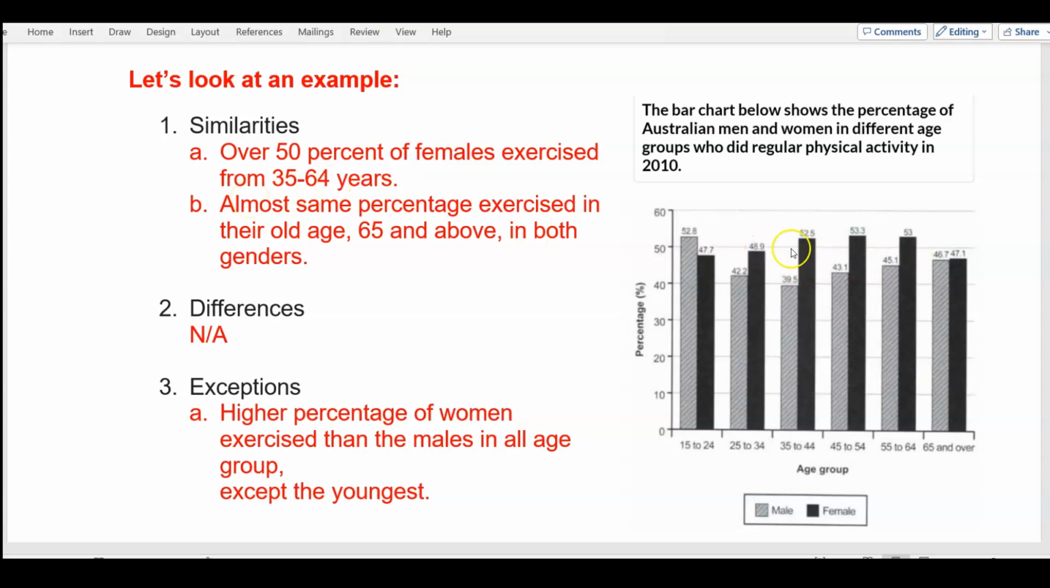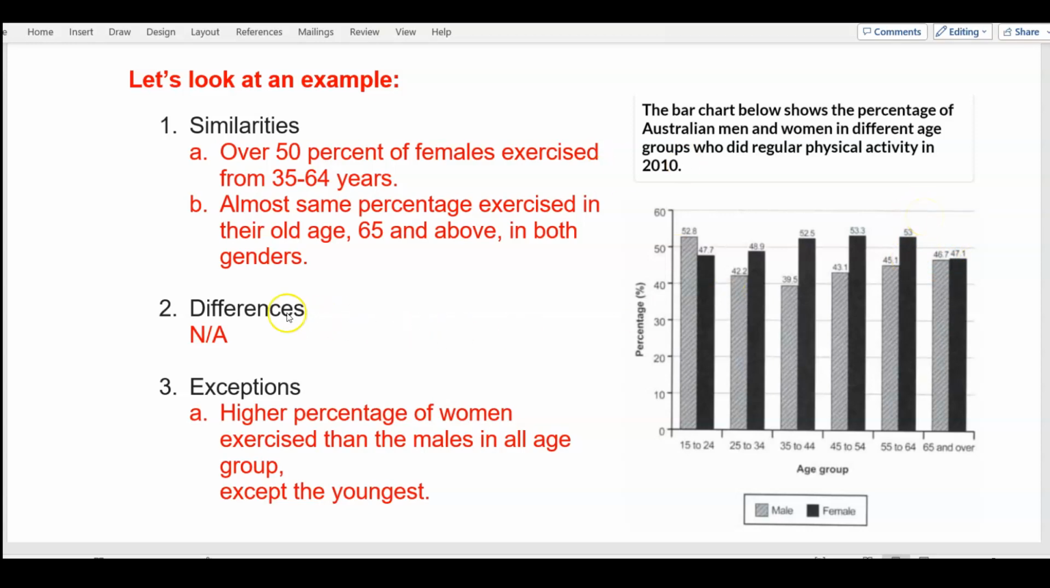So from age 35 to 54, over 50% of them exercise, and almost the same percentage exercised in their old age, in both genders. If you take those of 65 and above, they are almost the same: 46.7, 47.1. So almost the same percentage of people actually exercised when they were old. In the same gender, both males and females, the percentages were almost the same. Those are some of the similarities that we found.